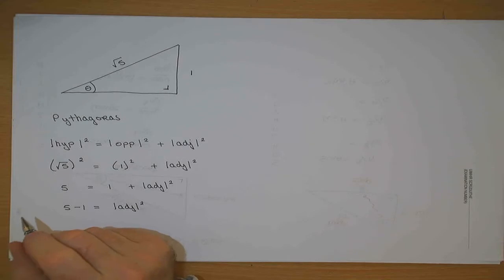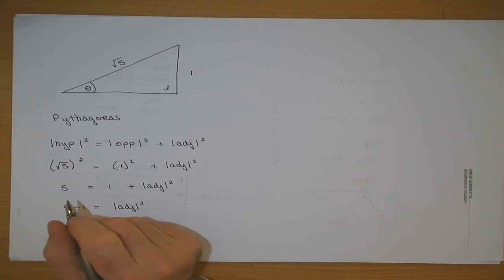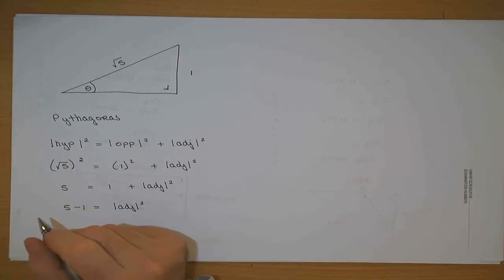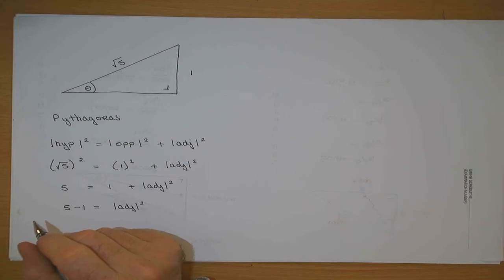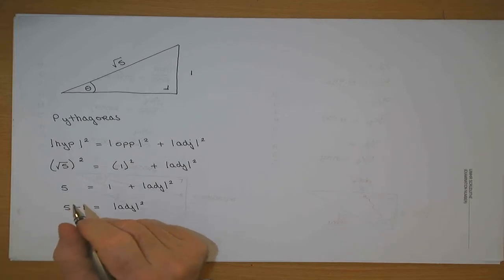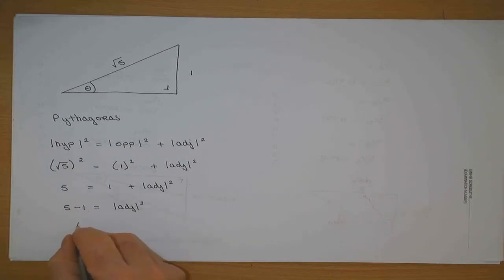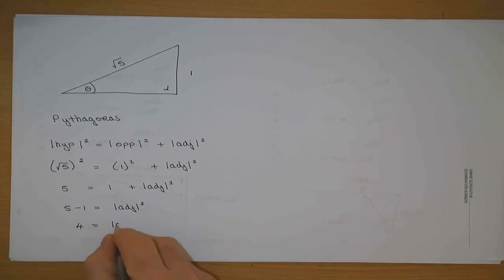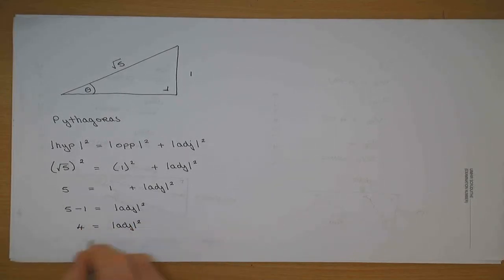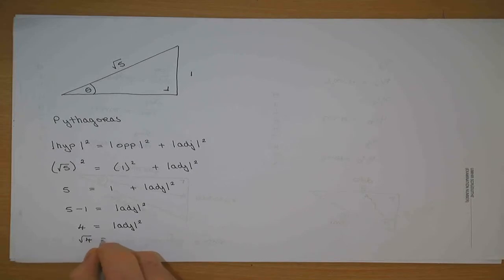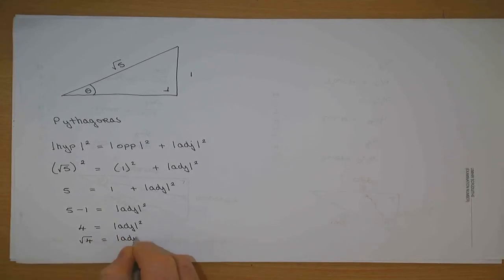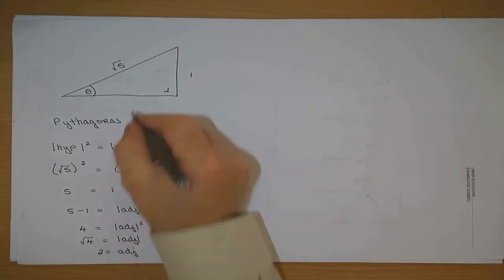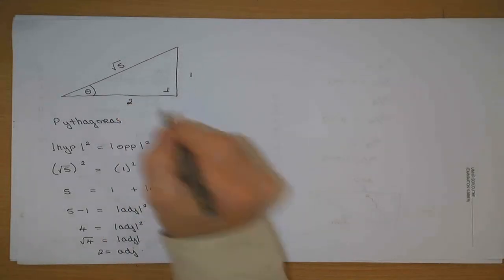Did I hear 6 spoken? I did. Do you understand why it is not 6? 5 minus 1. 4 is the length of the adjacent squared. So the square root of 4 is the length of the adjacent. 2 is equal to the adjacent. So I now know that to be 2.